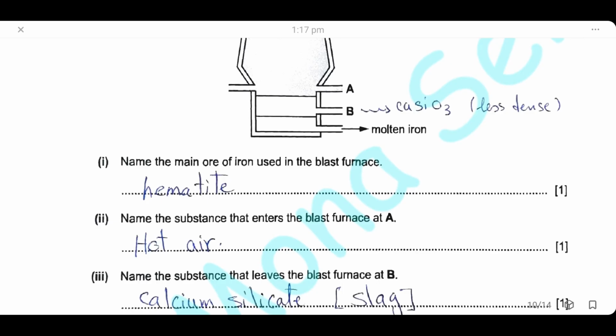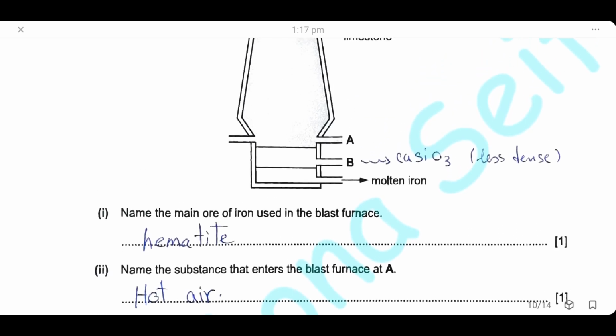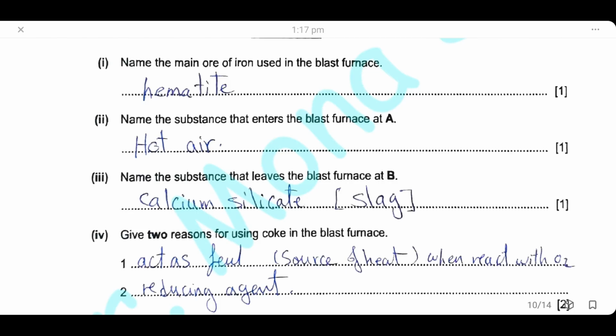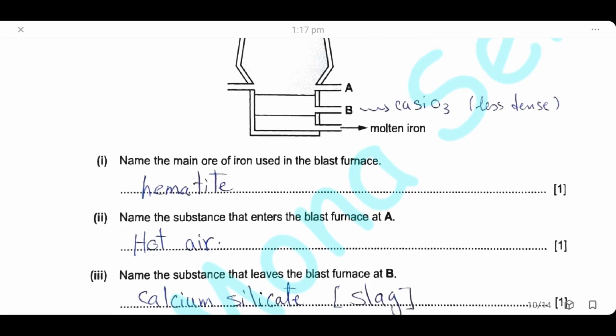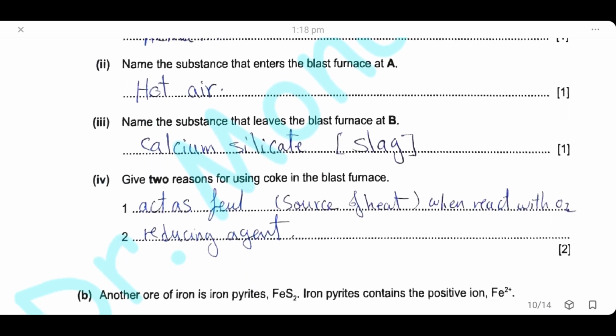Name the substance that enters the blast furnace at point A. Here we are introducing hot air from both sides at A. Name the substance that leaves the blast furnace at B. At B, calcium silicate, which is slag, can be obtained. It's on top of the molten iron because it is less dense.